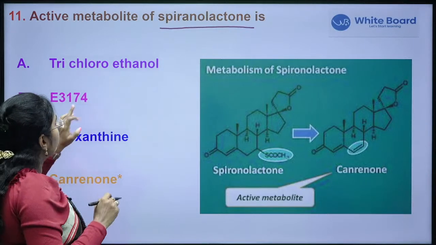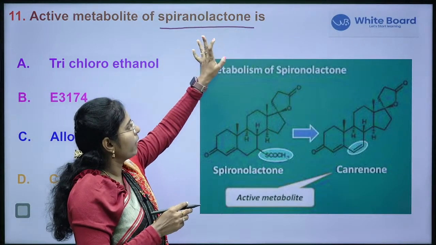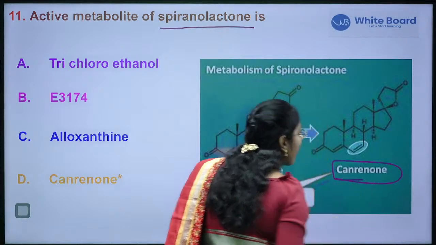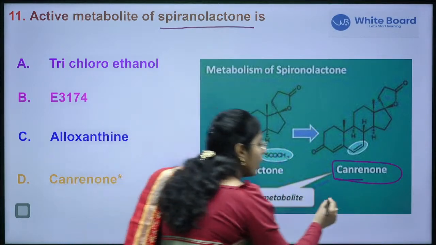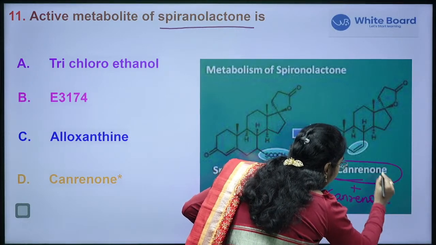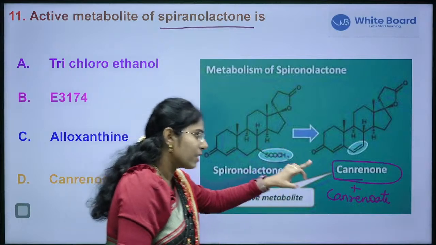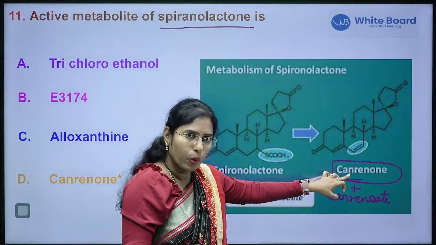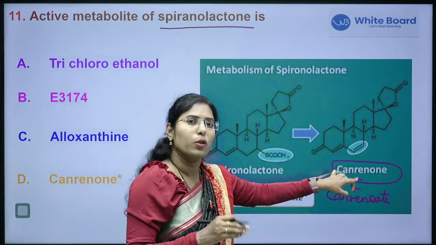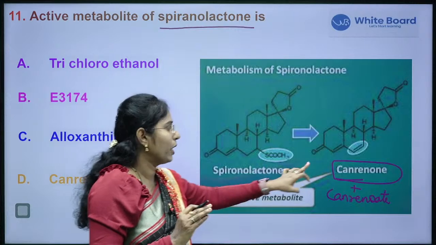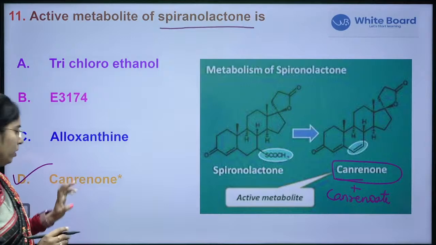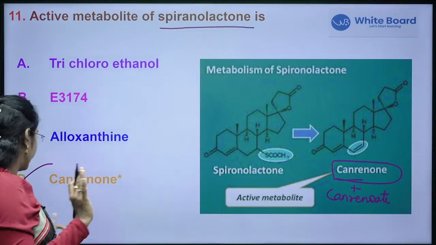So, here the active metabolite of spironolactone. Generally the active metabolite of spironolactone is canrenone. Canrenone, and one more is also there, that is canrenoate. So, this is a ketone form and this is the ester form of this one. And this canrenone is an active metabolite. So, in some countries like in Europe, this canrenone is used as a potassium sparing diuretic. Okay, so correct answer is canrenone and the other one is canrenoate.